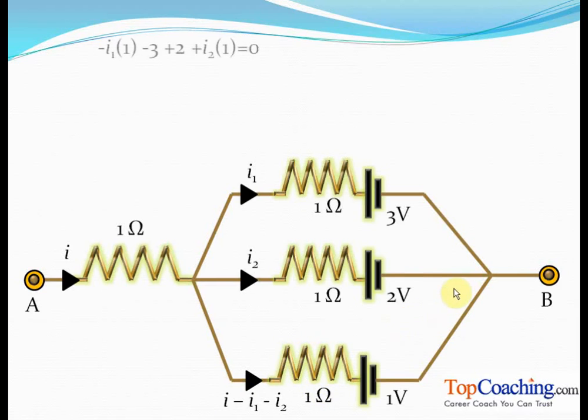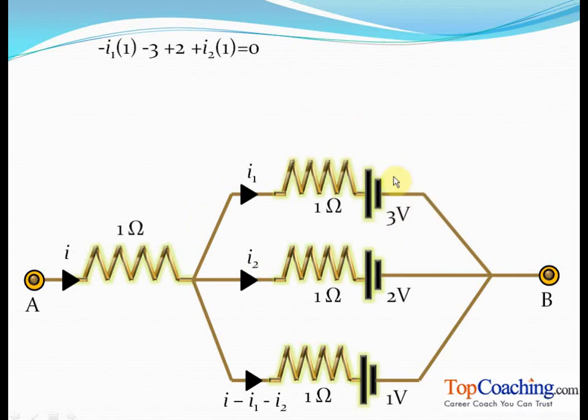Now, if we apply Kirchhoff's voltage law in this first loop here, we will get minus I1 into 1 minus 3 plus 2 plus I2 into 1 equal to 0. Note that as I have calculated the potential drops across each element of the circuit, I have taken the potential drop in the direction of the current to be negative. So you can see that I have written minus I1 into 1 because the current is flowing towards the right, and I am applying Kirchhoff's voltage law towards the right in this case.